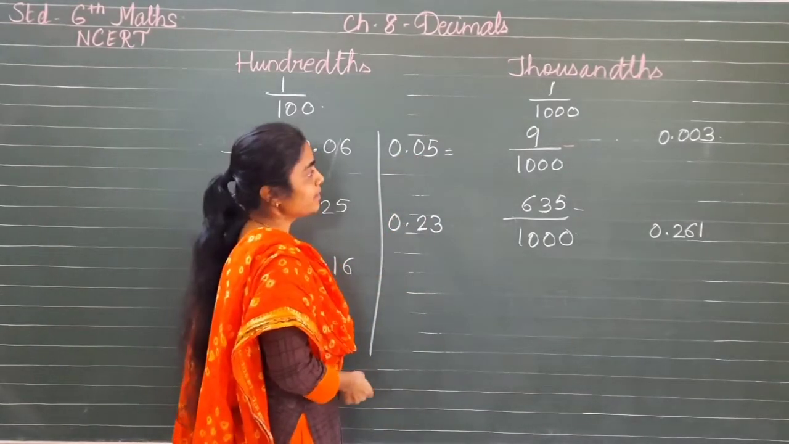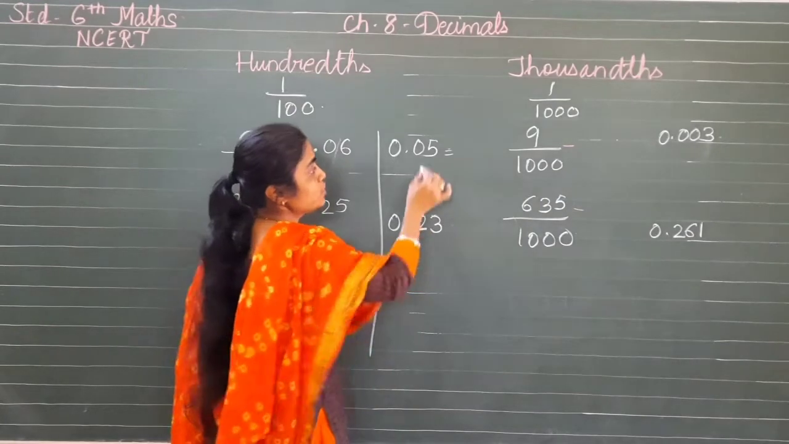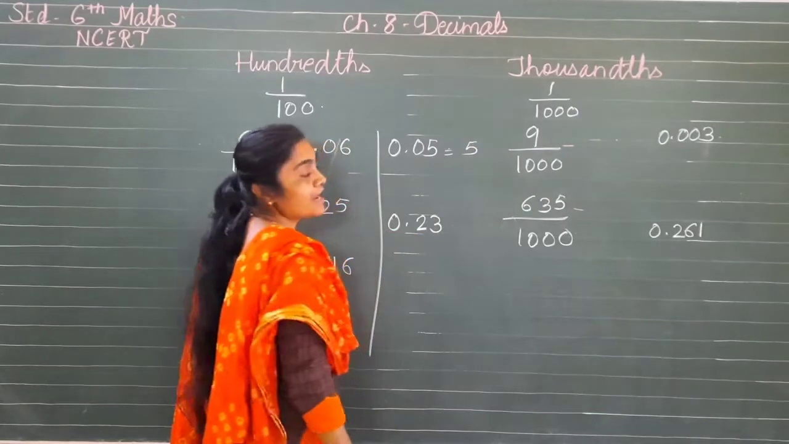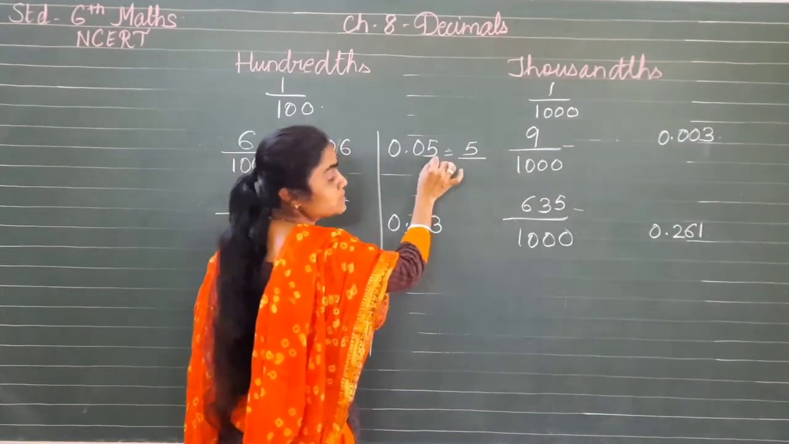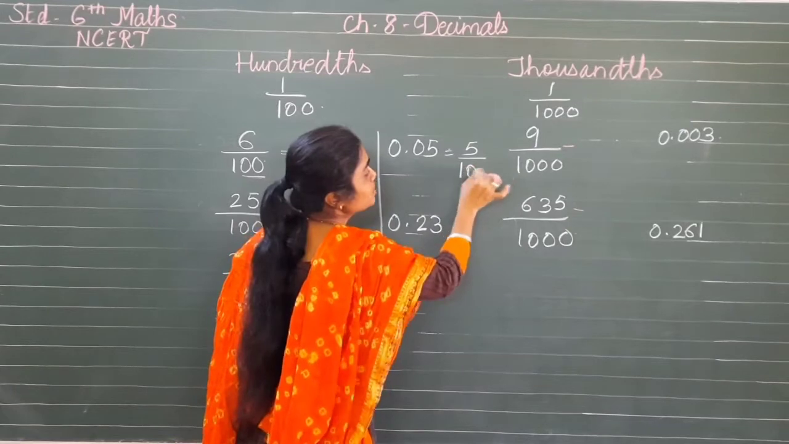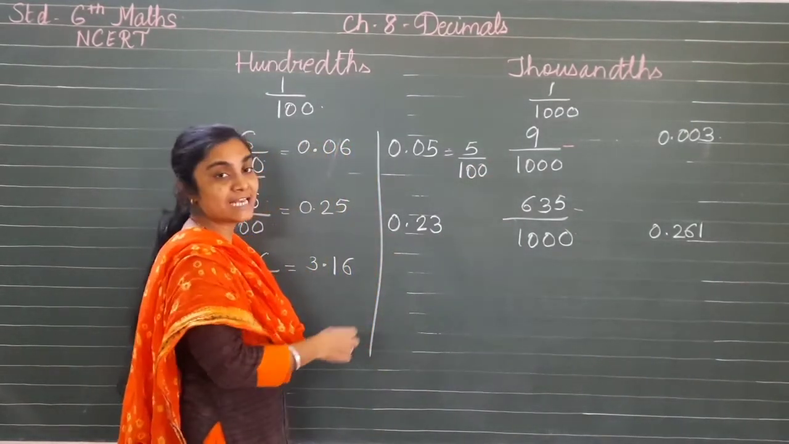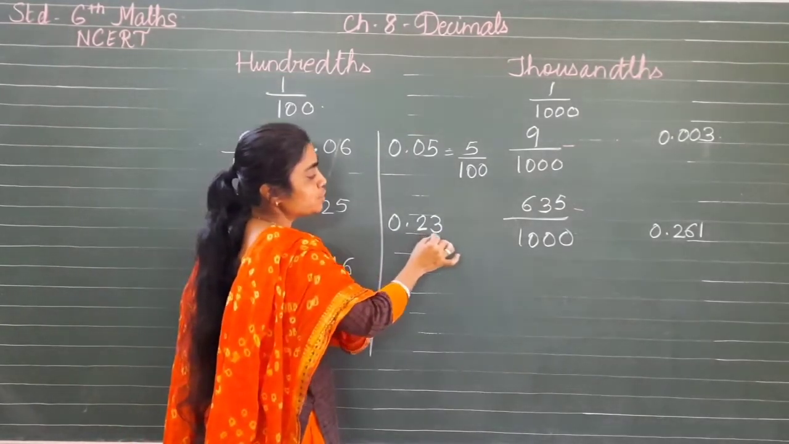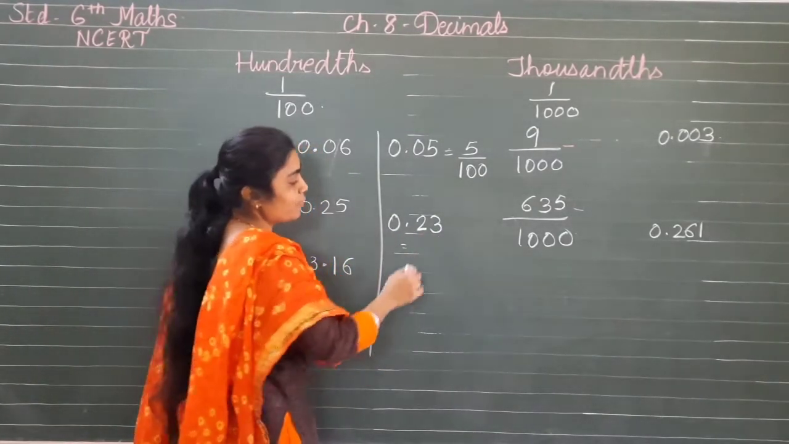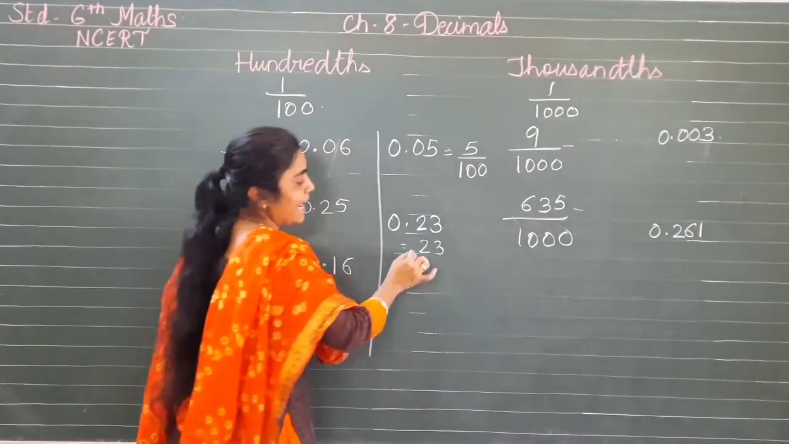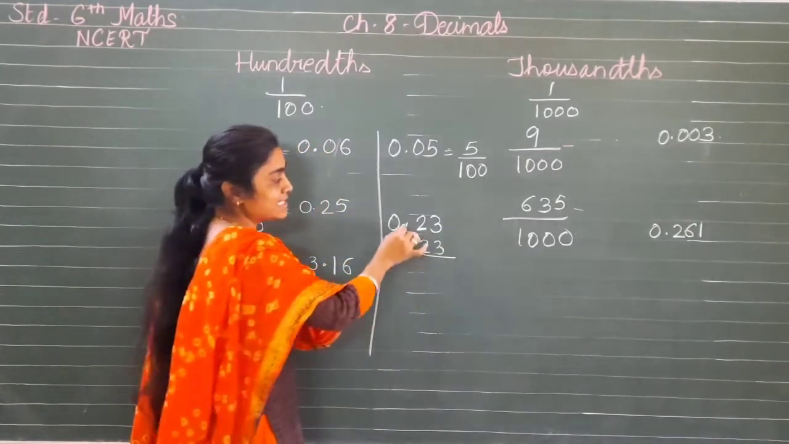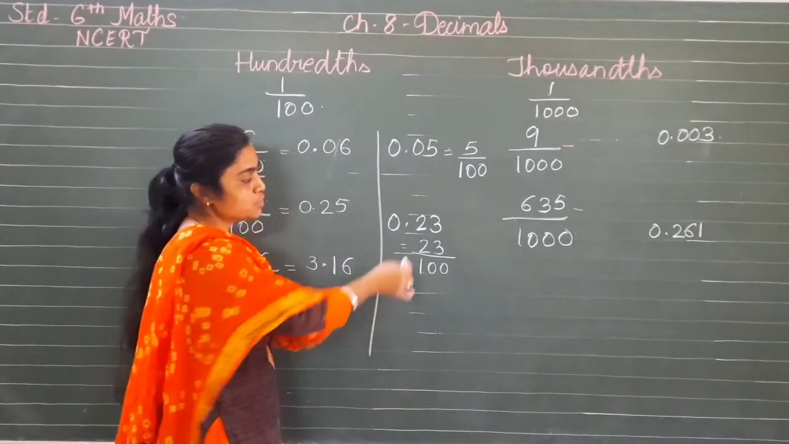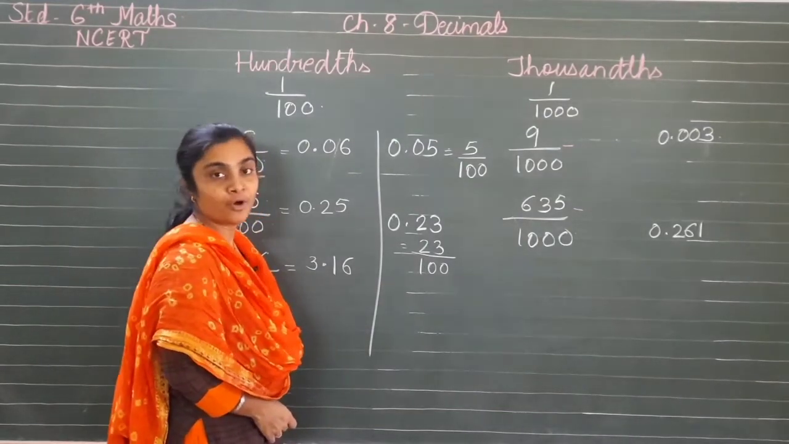0.05 is a decimal number. We will convert it into a fraction. So for 0.05, we will remove the decimal point and write 5 in the numerator, and 2 digits are there, so 2 zeros in the denominator. So the answer will be 5 upon 100. Now here is 0.23. We will remove the decimal point, so it will become 23. As there are 2 digits after the decimal point, we will write 2 zeros in the denominator. So the answer will be 23 upon 100.